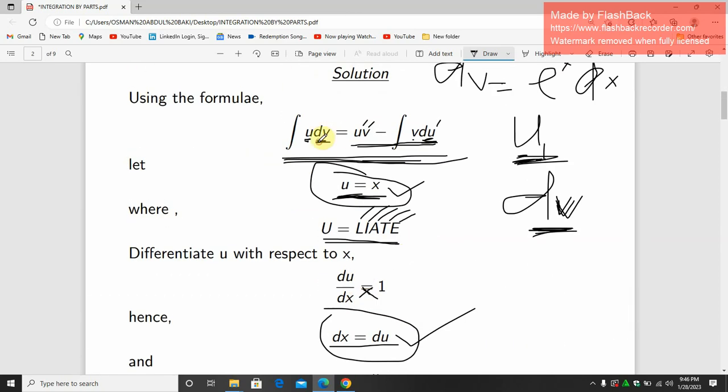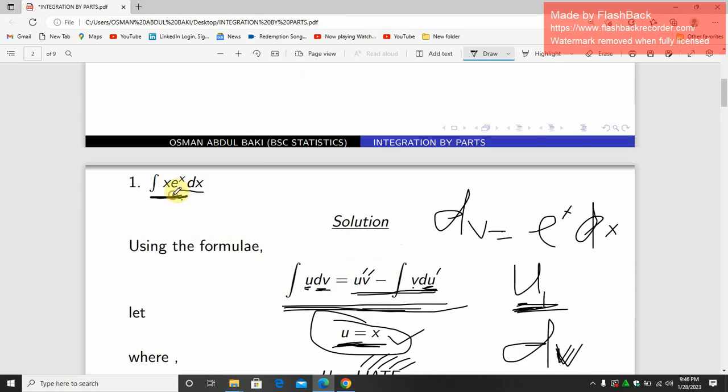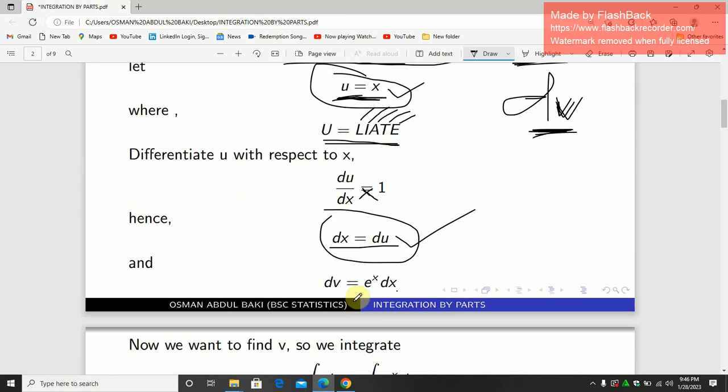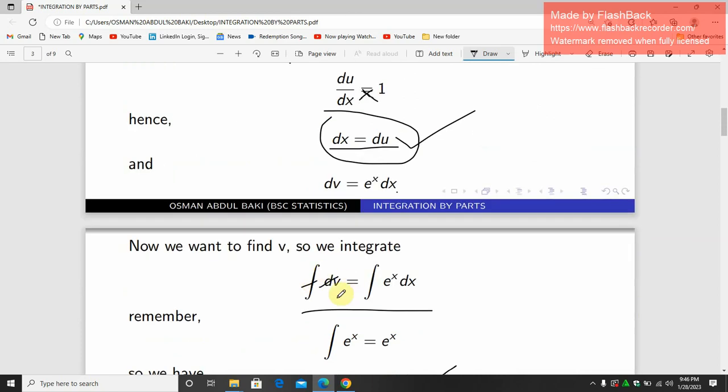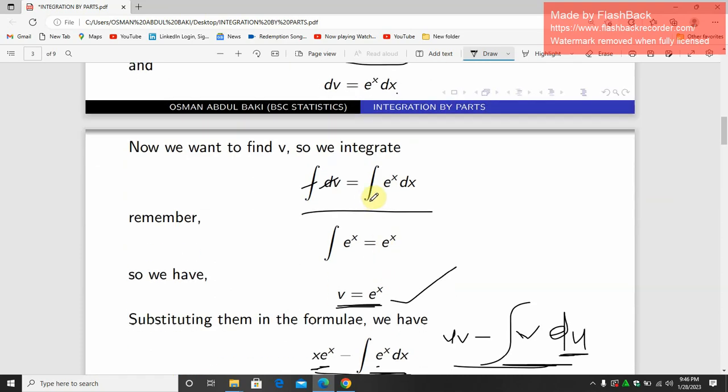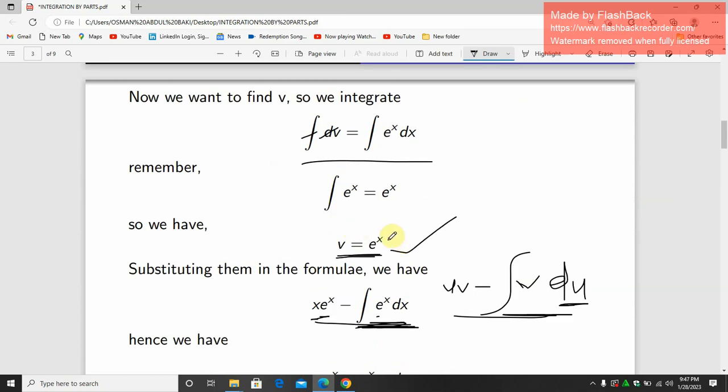And hence here we have to equate the dv to the rest of the function in the question. Here dv is equal to e raised to the power x. Then you integrate both sides, where the d will cancel the integral to make it v, because we want to find v, the integral of e raised to the power x dx. The formula states that the integral of e raised to the power x is the same function, e raised to the power x. So now v is equal to e raised to the power x.